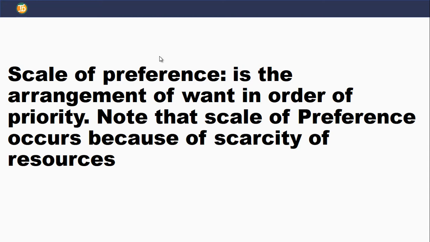Scale of preference. So why do we have to prepare a scale of preference? The importance or necessity of scale of preference is because of limited resources. Because resources are limited in supply, humans need to arrange their wants in order of priority and also to be able to make right choices.